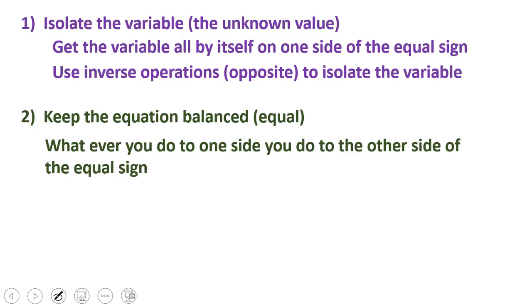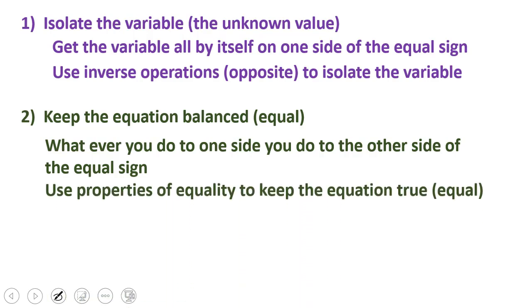And whatever you do to one side, you do to the other. That's called using properties of equality. It keeps the equation true. It keeps it equal. And that's what we want to do.